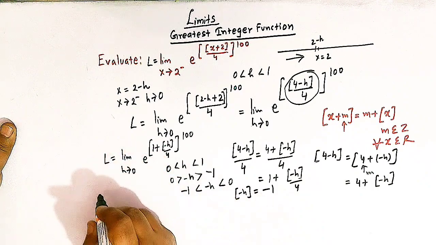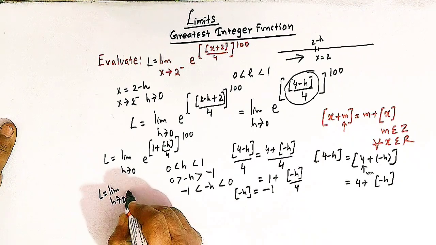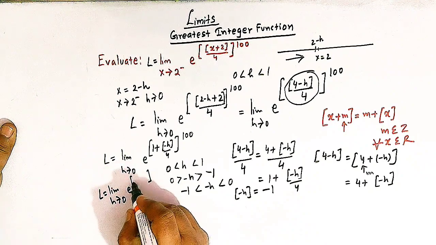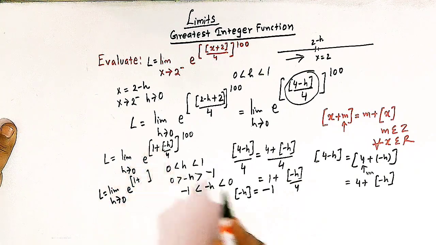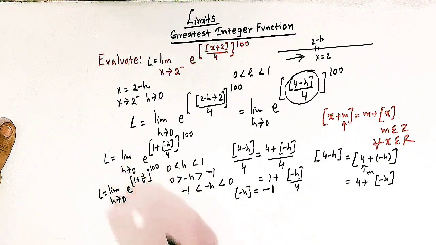So now this limit L is equal to limit h tends to 0 of e raised to the greatest integer of (1 plus (minus 1 over 4)) raised to 100.